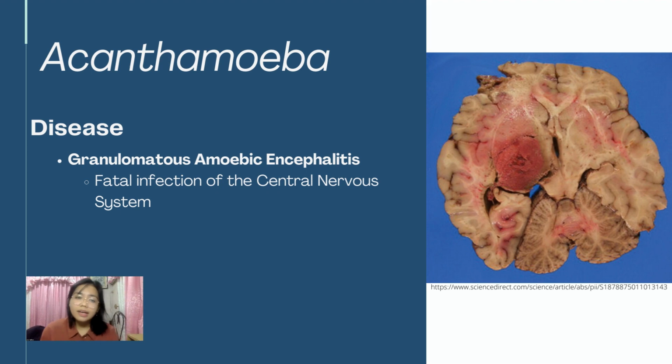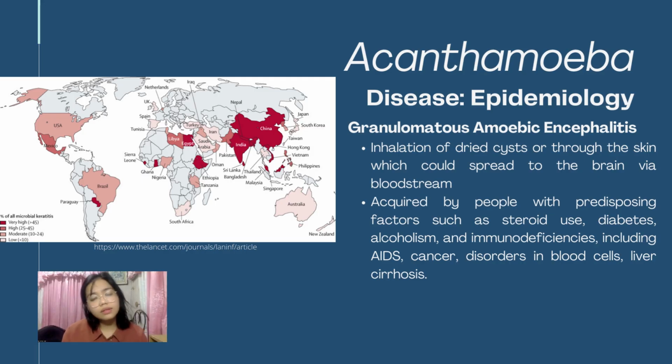Another disease caused by Acanthamoeba is granulomatous amoebic encephalitis, or GAE, which is a fatal infection of the central nervous system. GAE can be acquired through the inhalation of dried cysts or through the skin, which could spread to the brain through the bloodstream. People who are at risk are the ones with predisposing factors such as steroid use, diabetes, alcoholism, and immunodeficiencies, including AIDS, cancer, disorders in the blood cells, and liver cirrhosis.